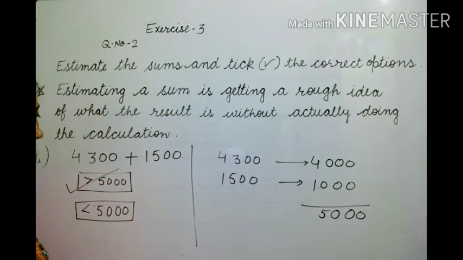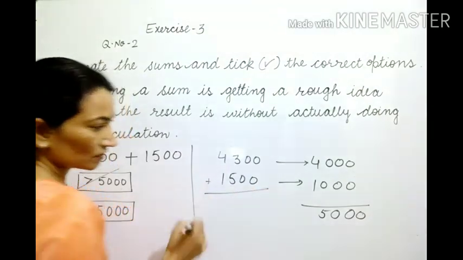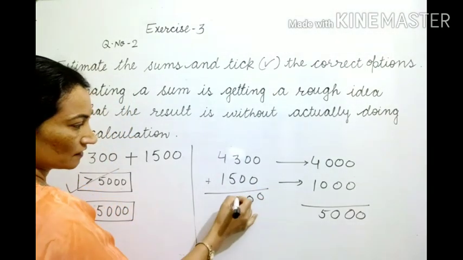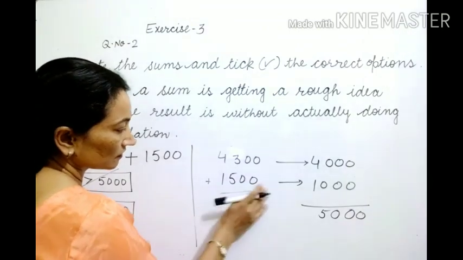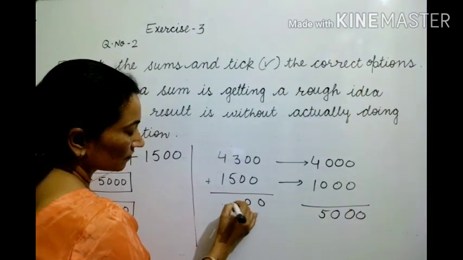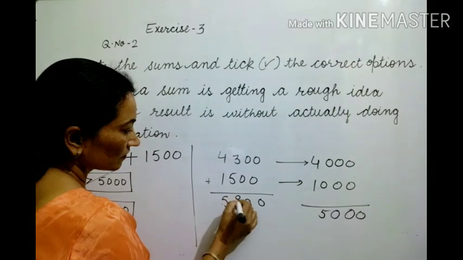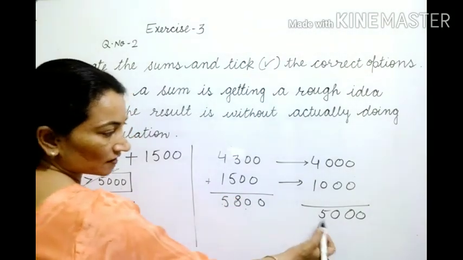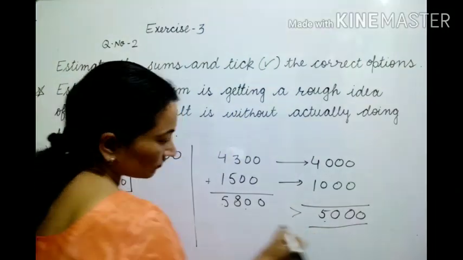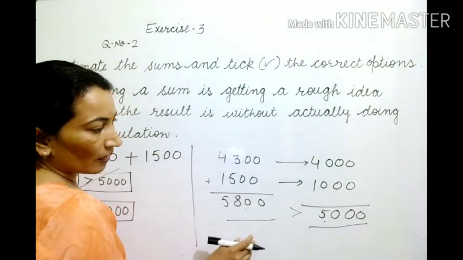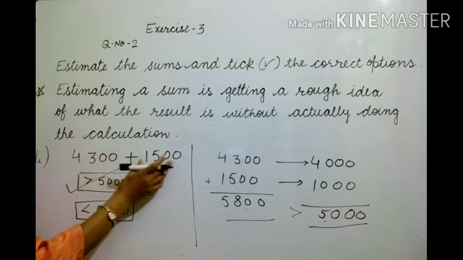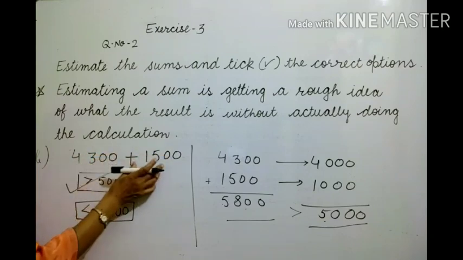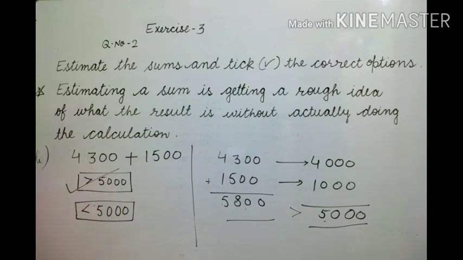We can do it in both methods. We can add also, then we can compare. Now see which value is greater. 5,800 is greater than 5000 if we compare these two numbers. So our right answer is A, the upper option, that the sum of these is greater than 5000.